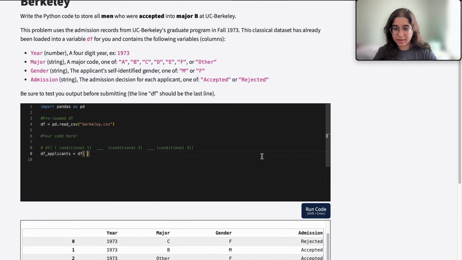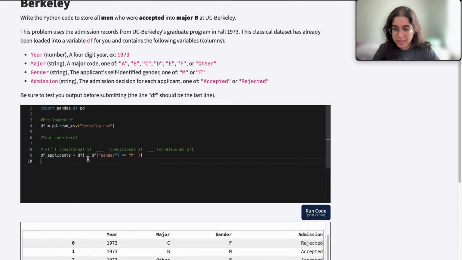The first conditional should be, let's say, all men. So we want to make sure that DF and then the column gender is equal to male. The column we're dealing with should be DF and then in brackets, gender should be equal to M, which means these are men that we're talking about. This is our first conditional here, and this specific part, DF brackets gender, is the column we're looking at, and it should be equal to M.